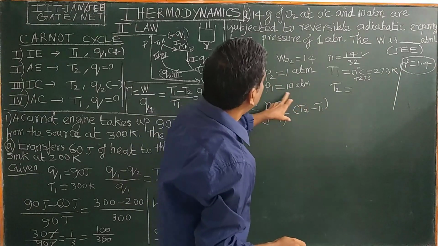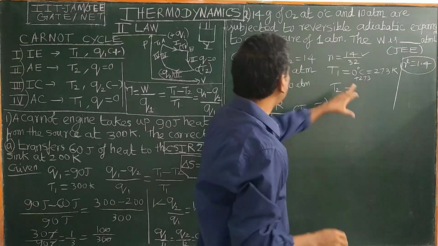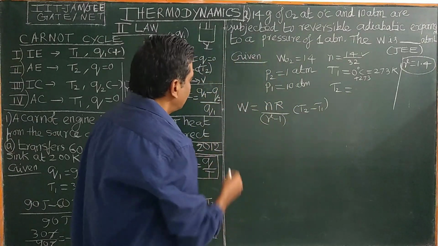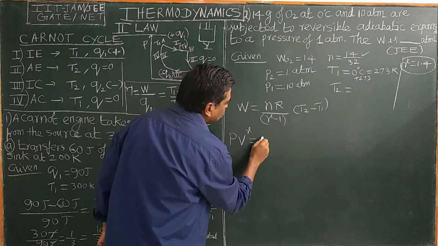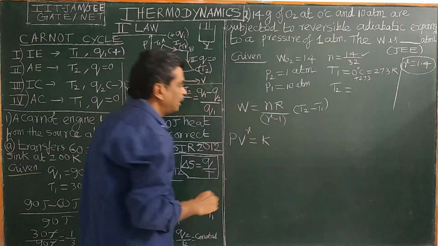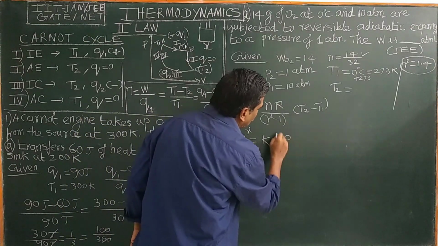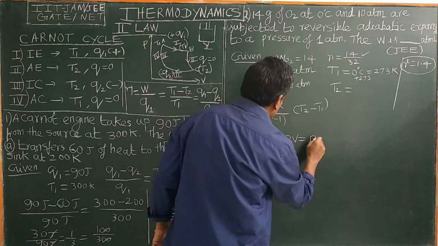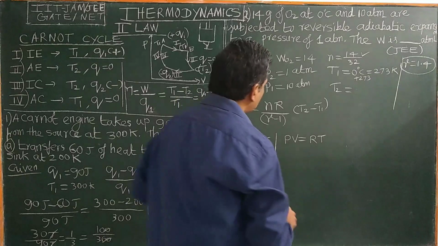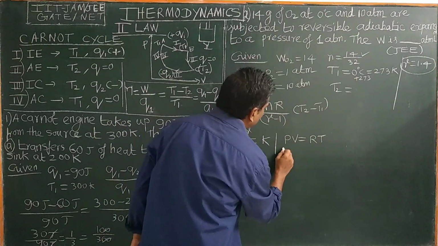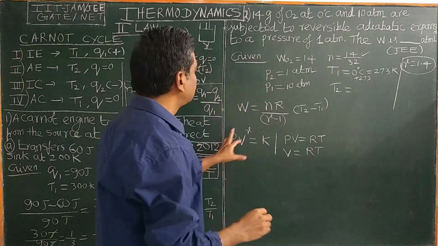What is T2? We don't know T2 now, we have to calculate it. See, you know that PV to the power gamma equals constant. We know that PV is equal to RT for 1 mole. Therefore, what will you find? P equals RT by V. What is the relationship between them?